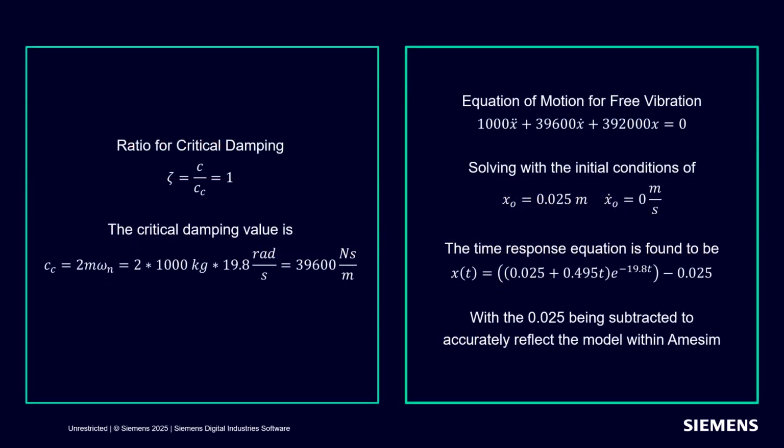For a critical damping value, the damping ratio for the system is 1, and the damping value is equal to the critical damping value. The critical damping for the system can be found with the equation shown, using the mass of the trailer and the angular frequency found in the previous video, of 19.8 radians per second, finding that the critical damping value is 39,600 newton seconds per meter. The equation of motion can be established with this damping, mass, and stiffness values, which can be solved to find the time response equation, which can be compared to the model's motion within AimSim.